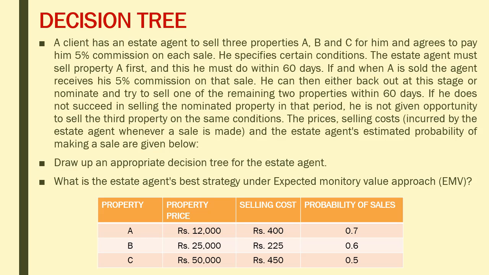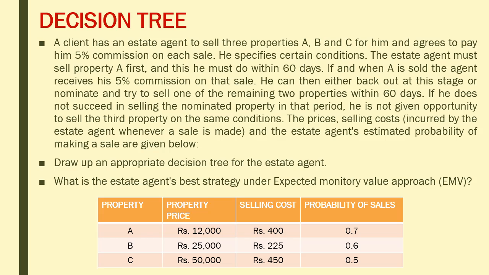Let us consider this problem. Here a client has an estate agent to sell his 3 properties with some conditions. The conditions are: for the first sale, that is property A, the agent will receive 5% commission if he succeeds. If not, he will not be allowed to sell the other 2 properties. The details and probability to sell a property are given in a table.